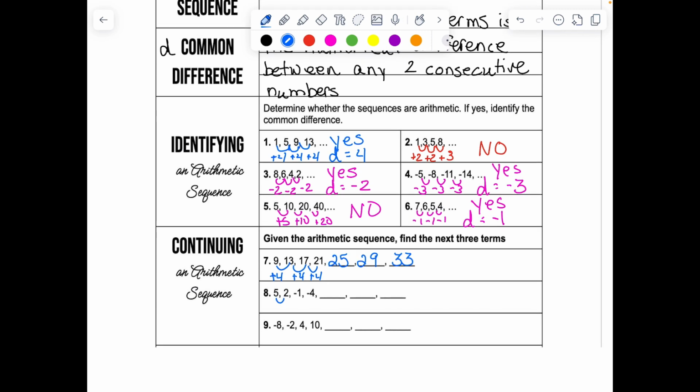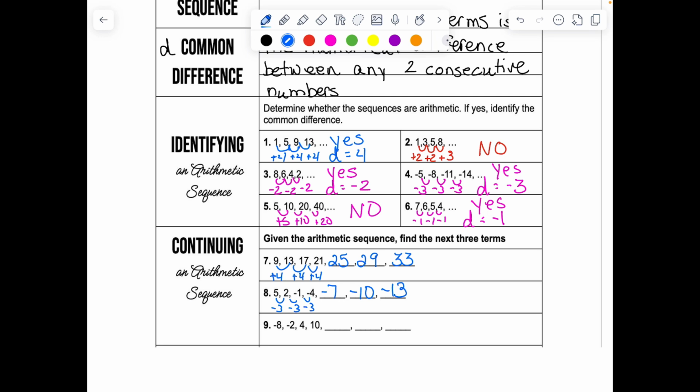So we're going to subtract 3, subtract 3, subtract 3. Negative 4 minus 3, we're going down that number line, so that's negative 7. Negative 7 minus 3 is negative 10, and negative 10 minus 3 is negative 13. Okay, now try number 9.